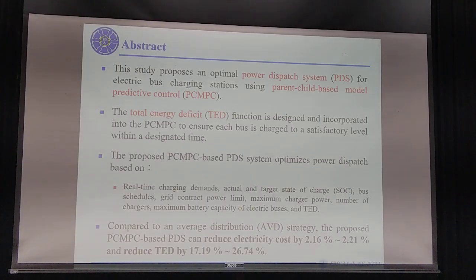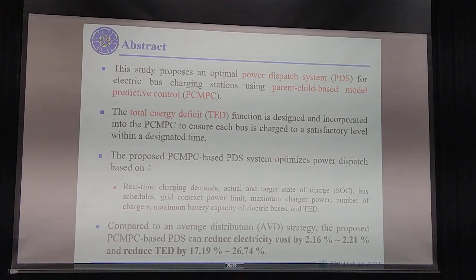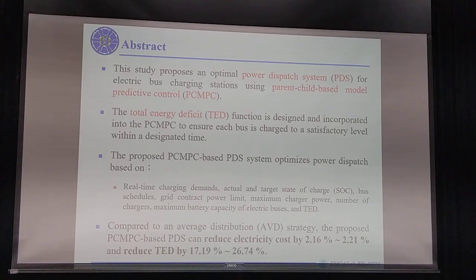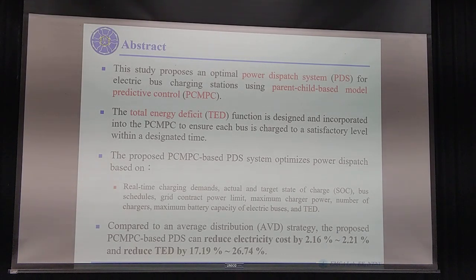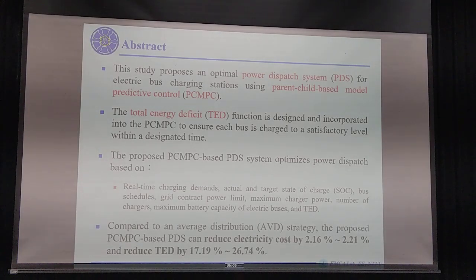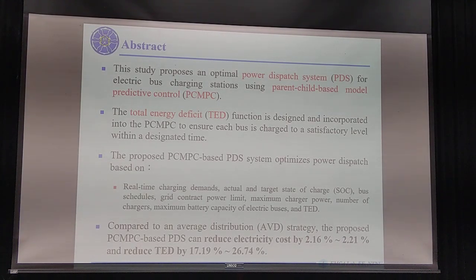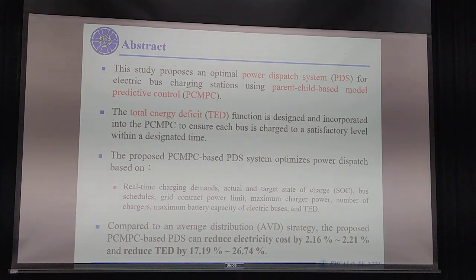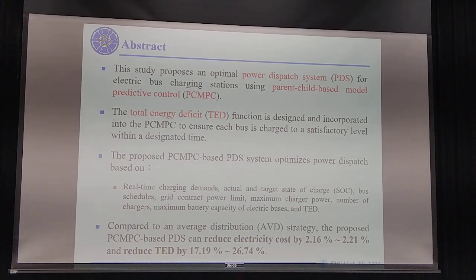We propose an optimal power dispatch system, or PDS, for electrical charging stations using parent-child model predictive control. The key feature of our work is the total energy density strategy. We build this into the PC to make sure every bus is charged enough before it's executed. Our proposed system optimizes power dispatch based on several real-time factors: charging demands, the actual and target state of charge, bus schedules, grid dynamics, and total energy density. When compared to the conventional average distribution strategy, our PC PDS reduces both electricity costs and the total energy density.